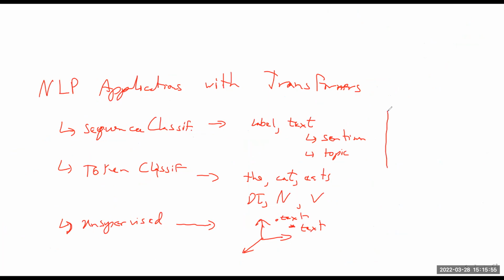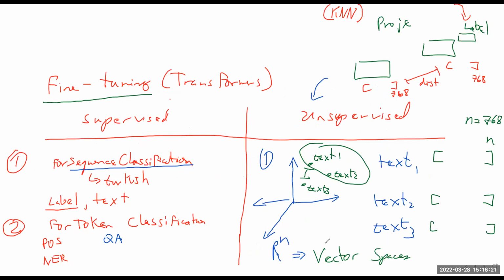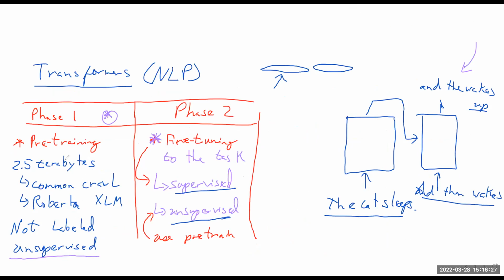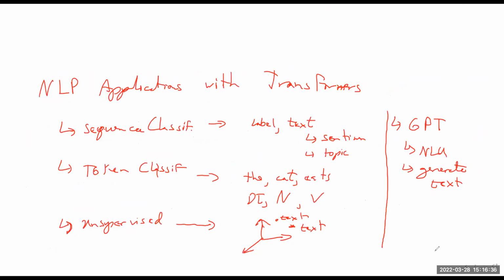And then one last one that you guys are working on is GPT. What does GPT do? Natural language understanding, basically generating text automatically. And as a side effect of the pre-training, of phase 1 of a transformer with BERT, for instance, what else can we do?